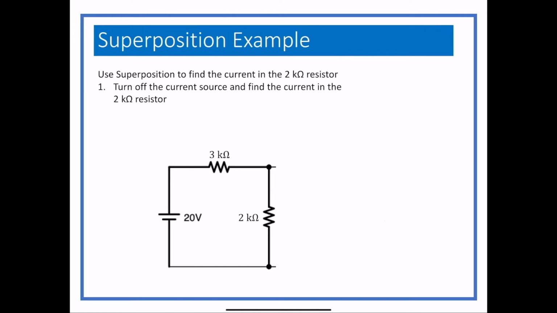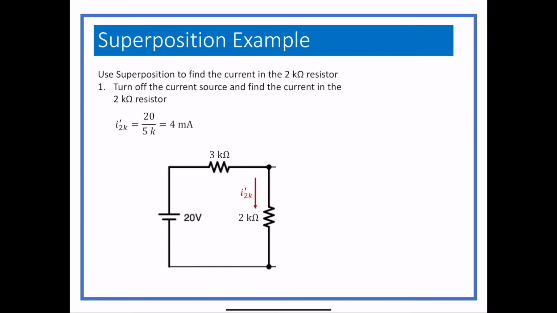So what we're left with is just a series circuit, which makes it really easy to find the current in the 2 kilo ohm resistor from the voltage source. So we just basically take 20 and divide by 2K and we get 4 milliamps. So that's how much current is in that resistor that is due to the 20 volt source.